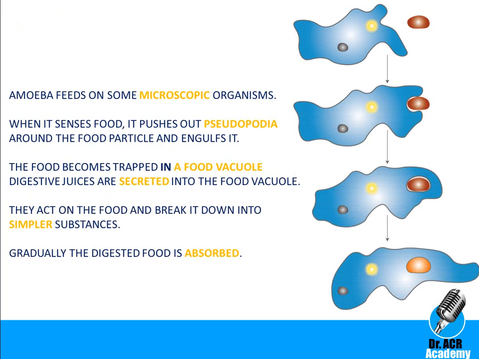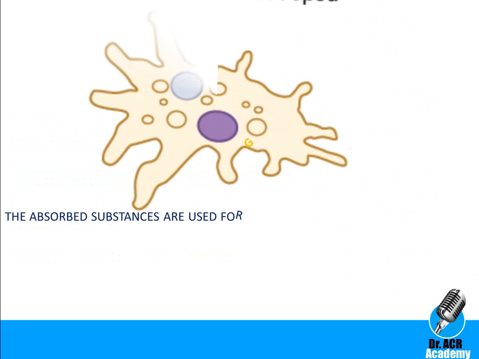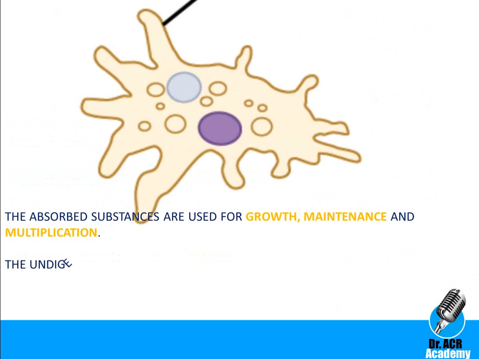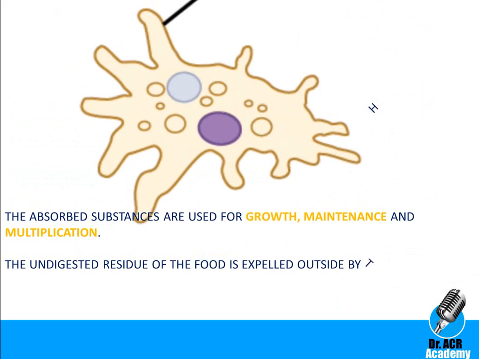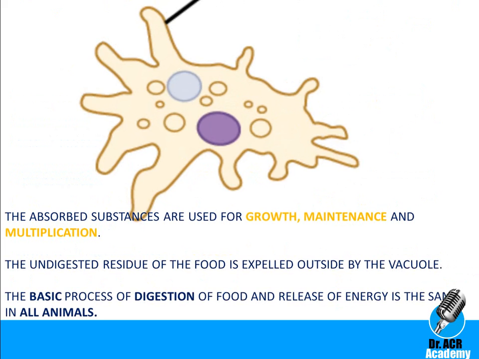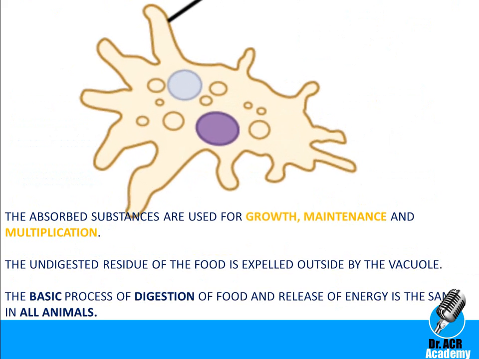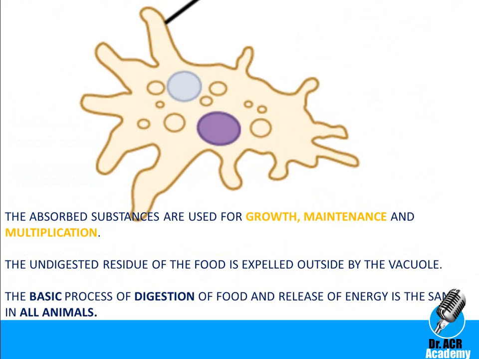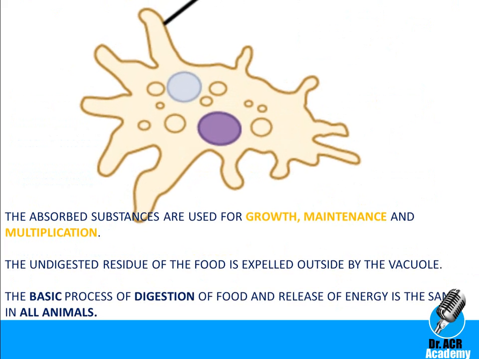Gradually, the digested food is absorbed. The absorbed substances are used for growth, maintenance and multiplication. The undigested residue of the food is expelled outside the vacuole. The basic process of digestion of food and release of energy is the same in all animals.